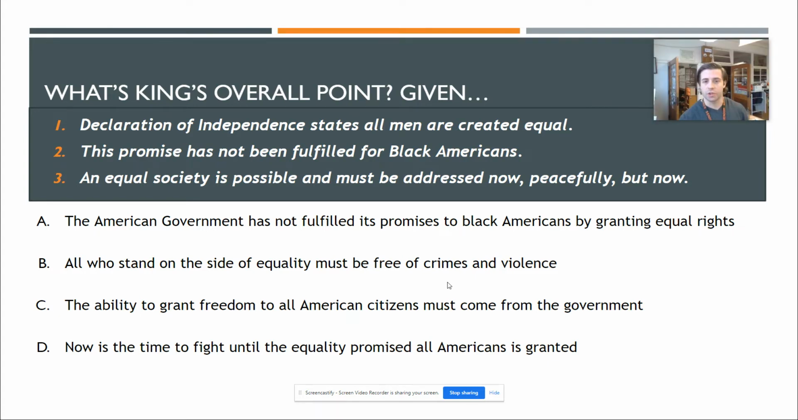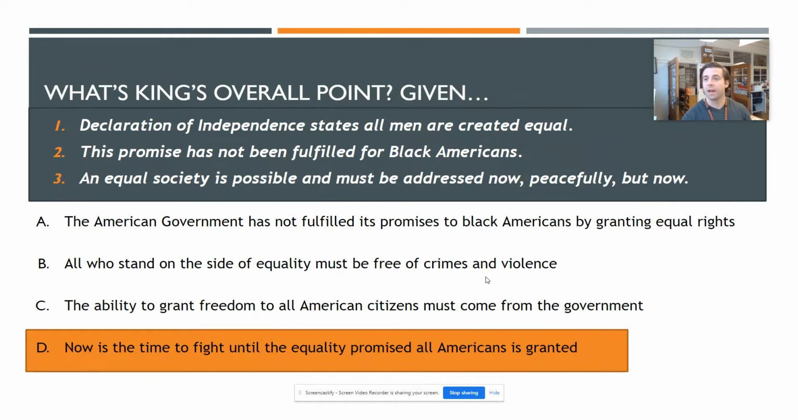And then this should be the correct answer. Right now is the time to fight until equality is promised for all Americans is granted. So because of these 3 things, the main idea is that we have to fight now until we have equality.